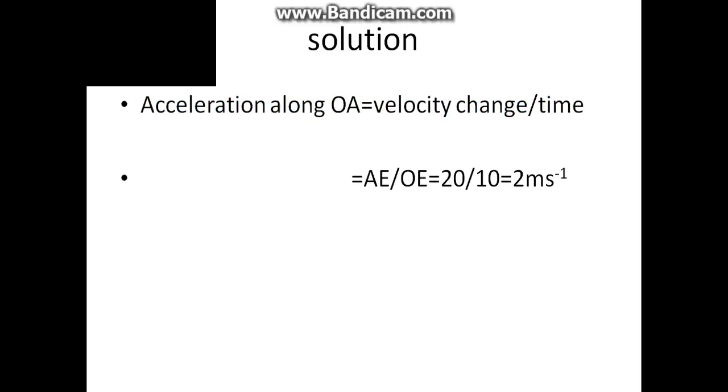Acceleration along OA is equals to velocity change over time, which is equals to the gradient of OA, which is equals to AE over OE, which is now equal to 20 over 10, which will give us 2 meters per second squared.